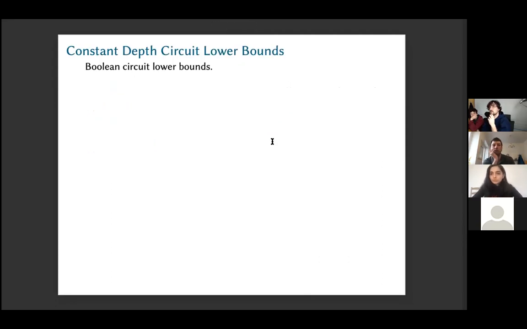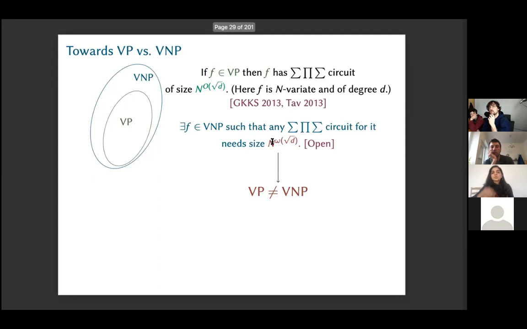So what do we know? What I'm trying to say here is depth bounded circuits are a good place to start because they already can give strong results. Yes? Okay.